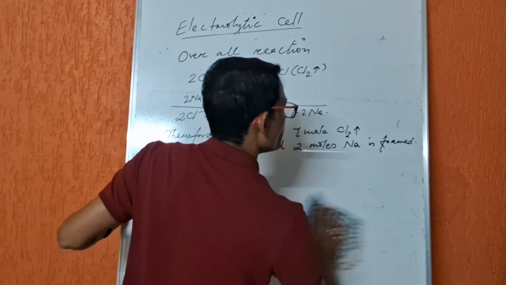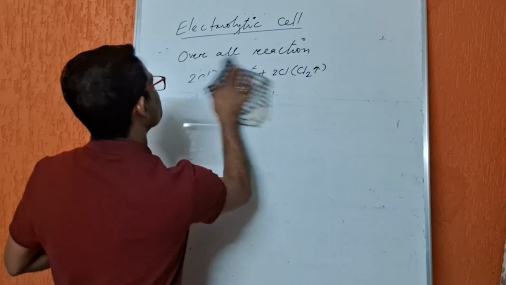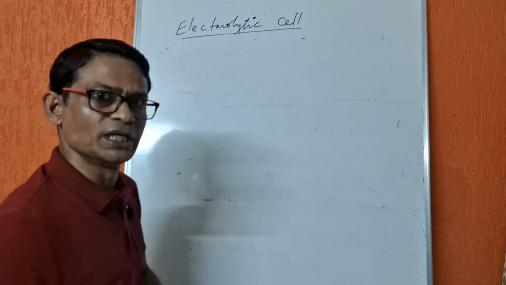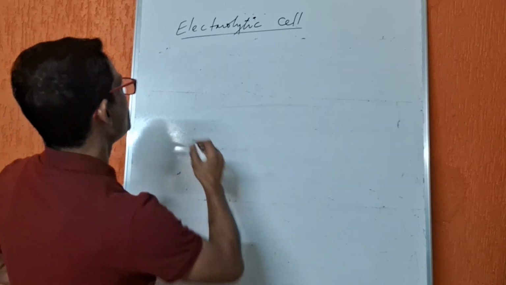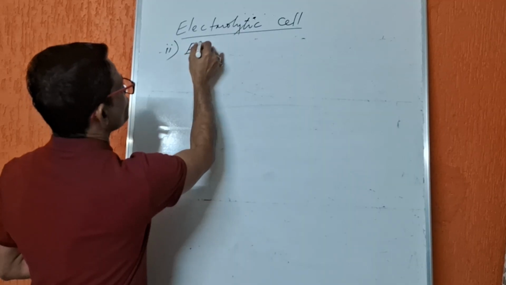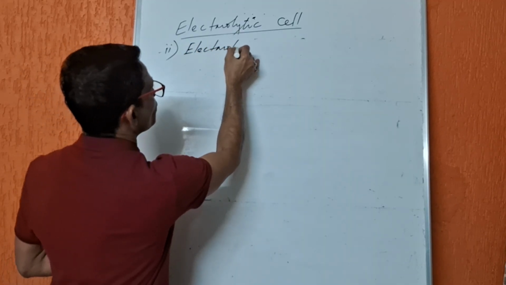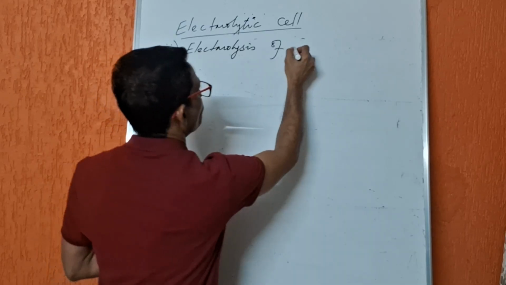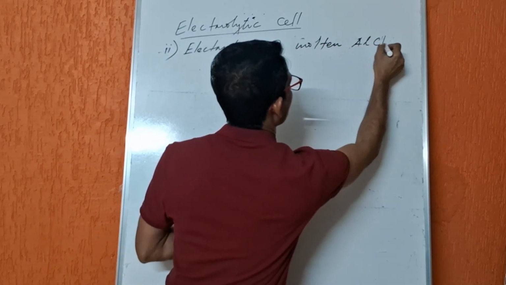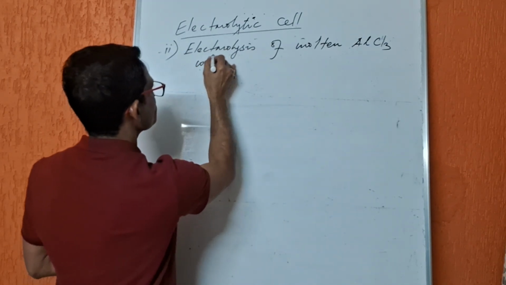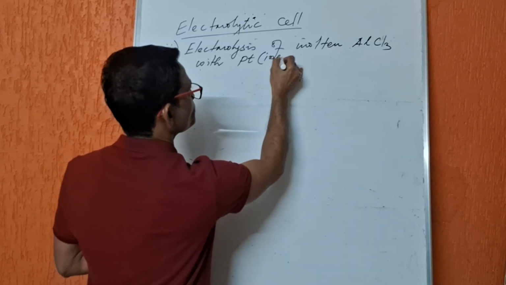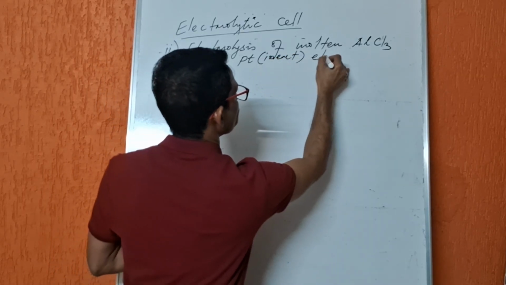Next we discuss the electrolysis of molten aluminium chloride with platinum or inert electrode.